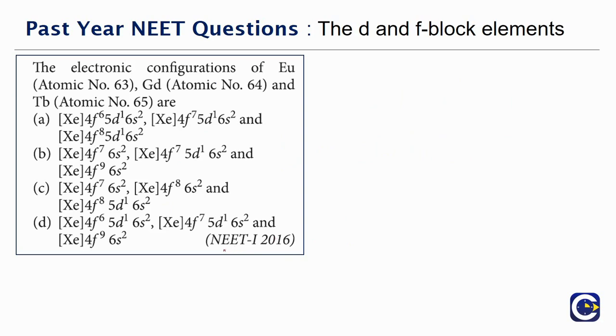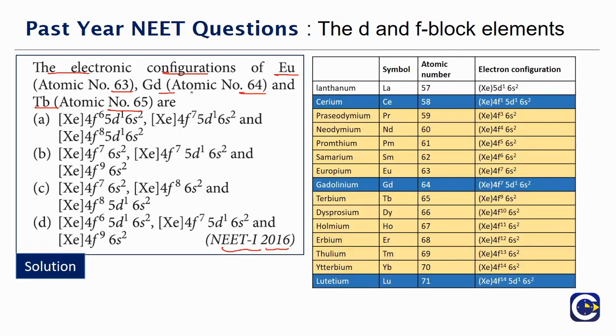We will start with a question that has come in the NEET paper 1 of 2016. It's a straight question based on the electronic configuration. The electronic configuration of Eu atomic number 63, Gd atomic number 64, Tb atomic number 65. So it's a straight question. We have to tell what is the electronic configuration.